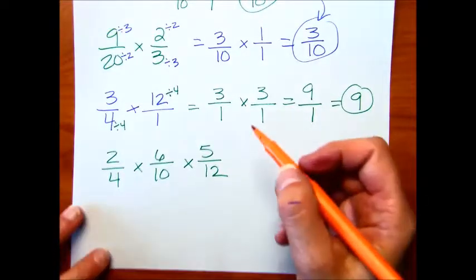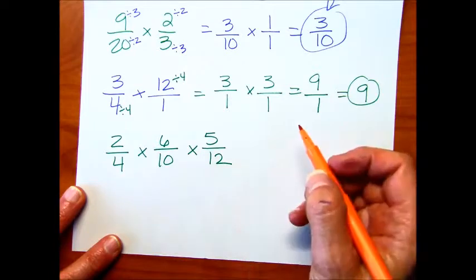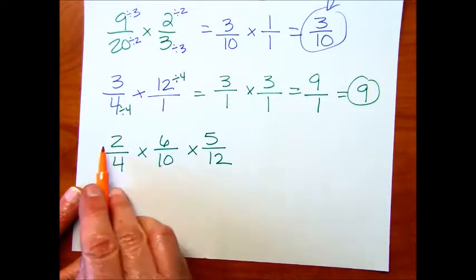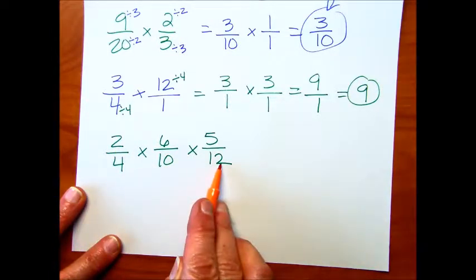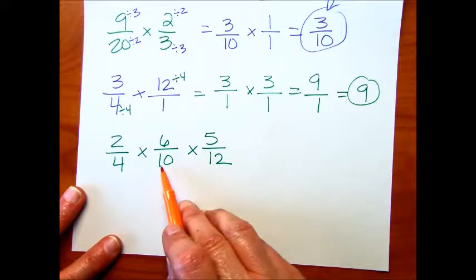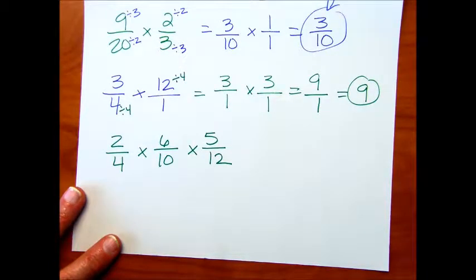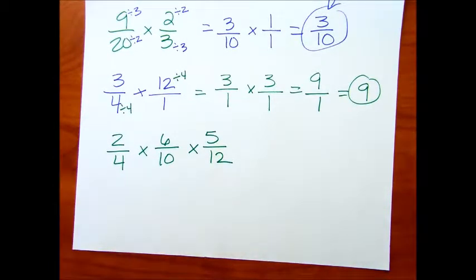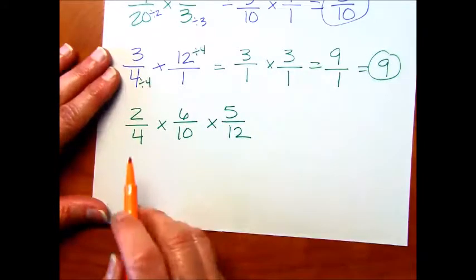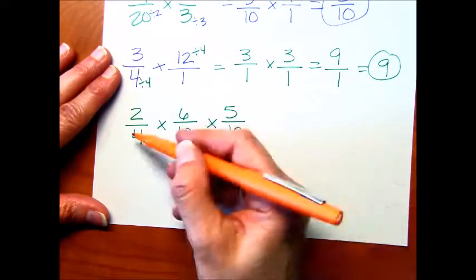Now we could also do it another way. We could do some cross reducing. We could reduce the 2 here with the 10, or you can even reduce the 2 with the 12. You could reduce the 4 with the 6, or you could reduce the 10 and the 5. So it really doesn't matter how you approach this. Let's go ahead and do it 2 different ways and see if we come up with the same answer. We should. So the first way, I'm going to reduce this fraction and this fraction, and then do the multiplication.